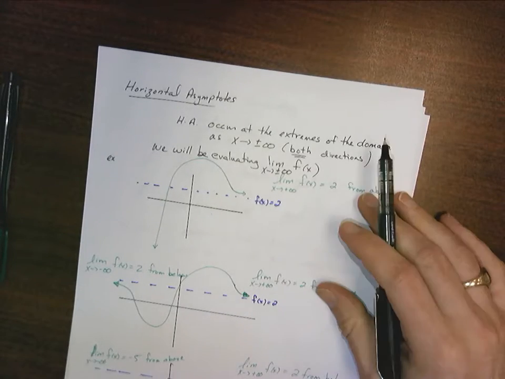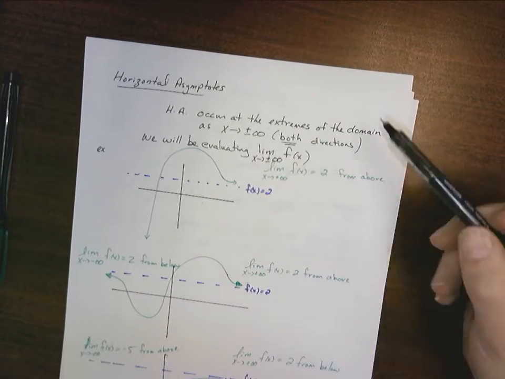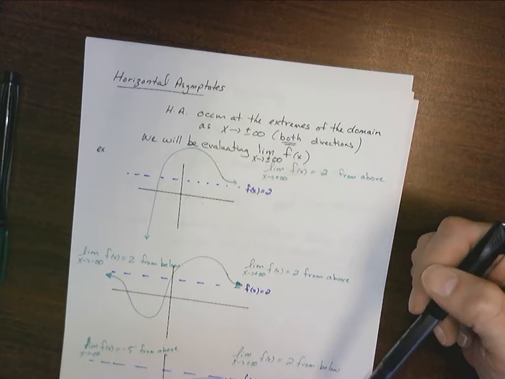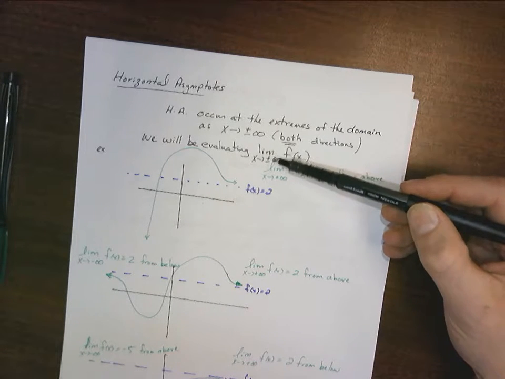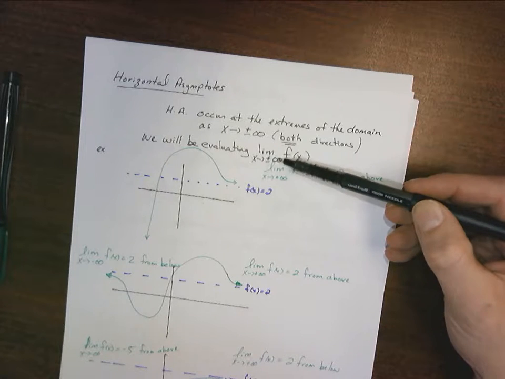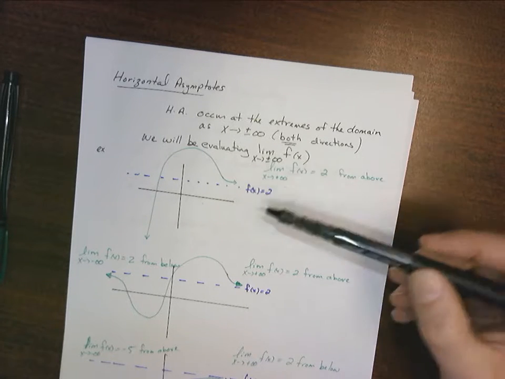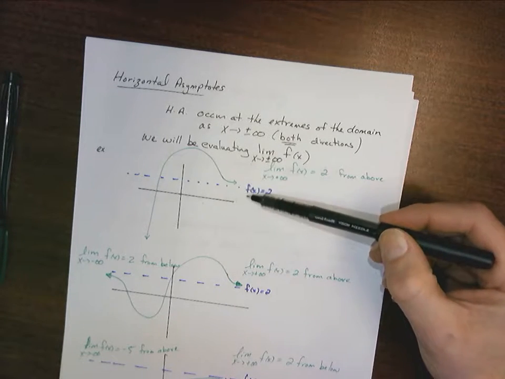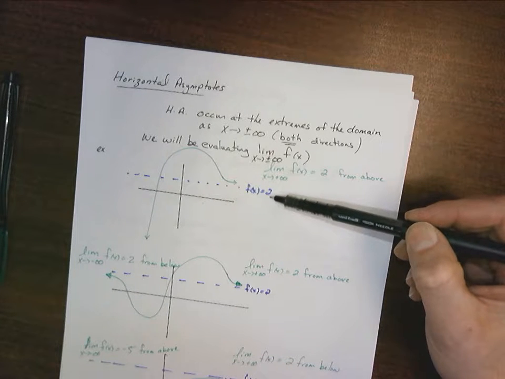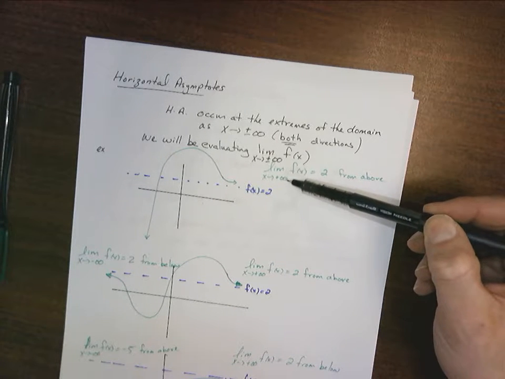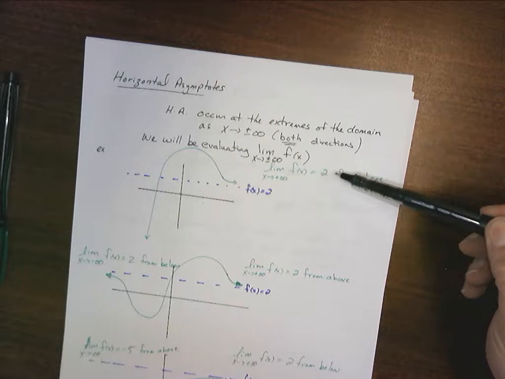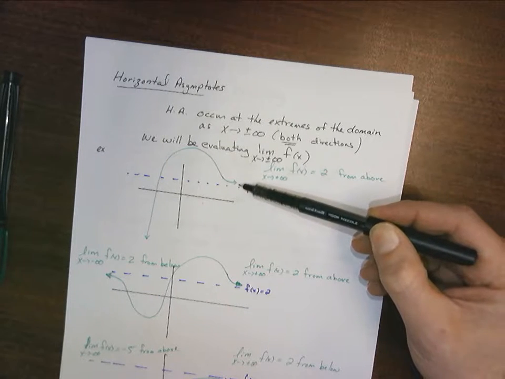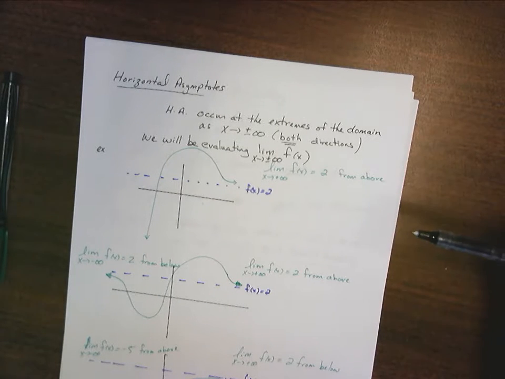We're going to look at horizontal asymptotes. Horizontal asymptotes happen at the extremes of the curve. So we're going to be looking at infinity limits. As x approaches positive infinity this way, you'll notice that this example certainly has a horizontal asymptote of f of x equals 2. As x approaches infinity, f of x would equal 2. And we're going to go one step farther and say that it's approaching 2 from above.